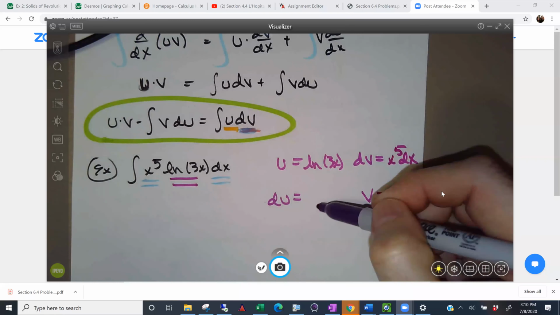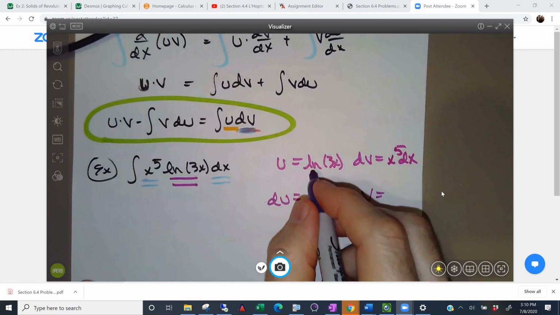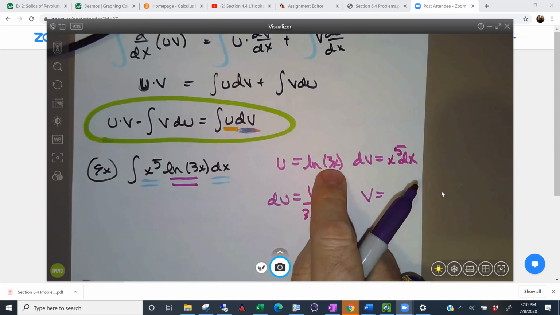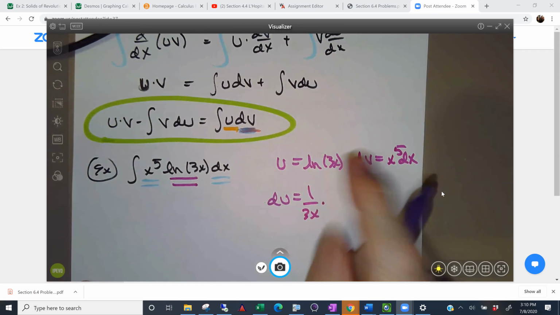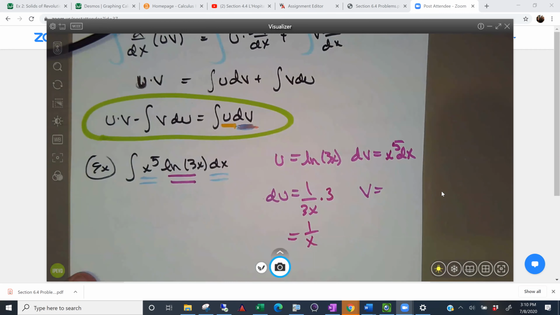Now the derivative here should be pretty easy. The derivative of natural log is going to be 1 over the function times the derivative of the function. So what's the derivative of 3x going to be? 3. Times 3. So I'm going to have 1 over x here for my du term.